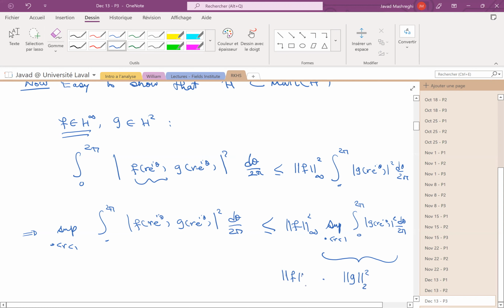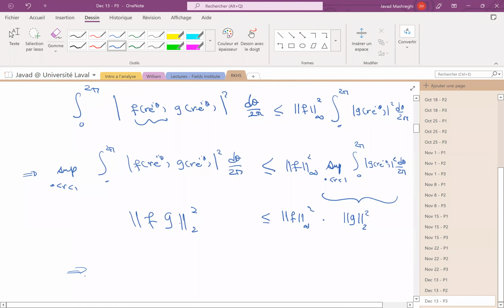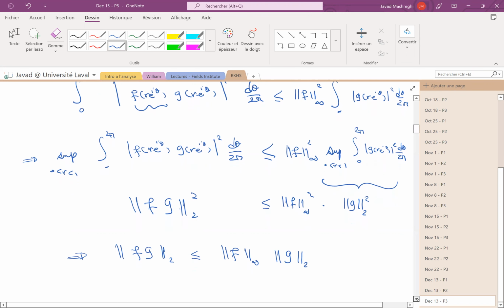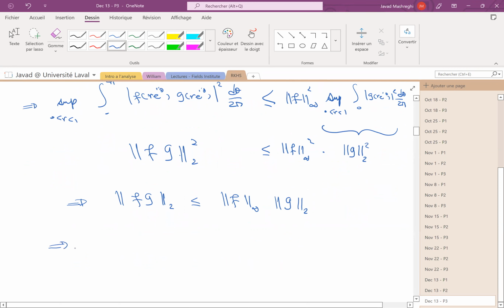We have the norm of f infinity squared. And this, by definition, is the norm of fg in H2 squared. So, in short, the norm of fg in H2 is less than or equal to the norm infinity of f times the norm of g in H2. The conclusion is that f is in the multiplier algebra of H2, and moreover, the norm of M_f is bounded by the norm of f in H infinity.